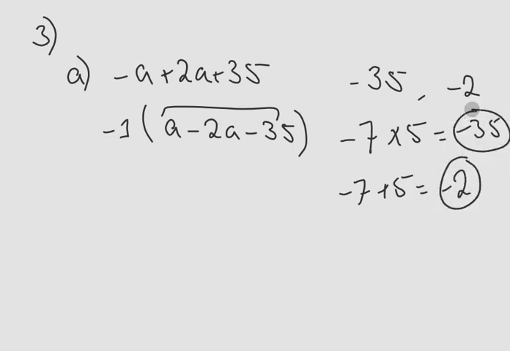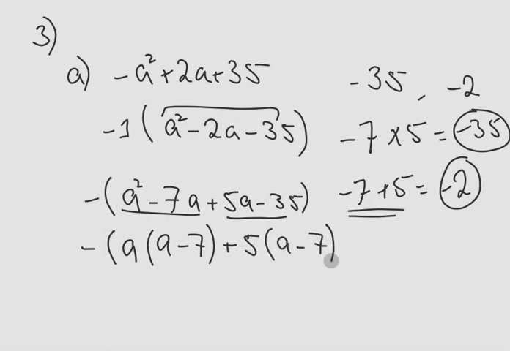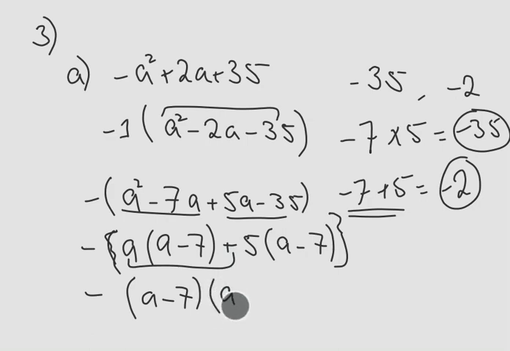So minus 2 and minus 35 are the odd numbers. So we will split minus 2a by minus 7a and plus 5a. So minus into a square minus 7a plus 5a and minus 35. Minus will be in its own place. Pairing, so here a is common, so a into a minus 7, plus 5 is common, 5 into a minus 5 7s are 35. Minus into a minus 7 is common in both, so a minus 7 and a plus 5. These are your factors.